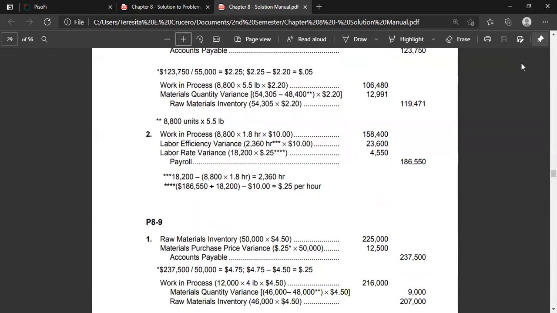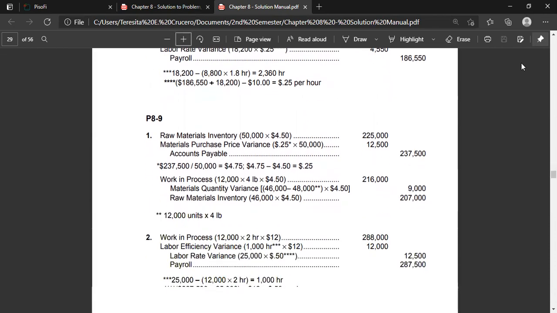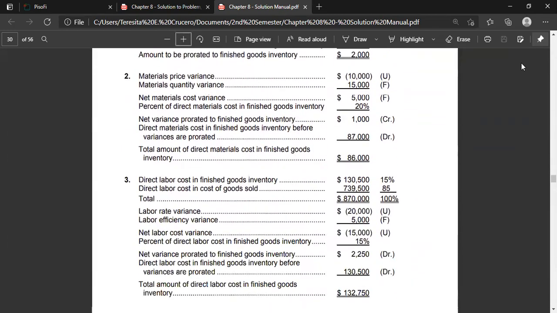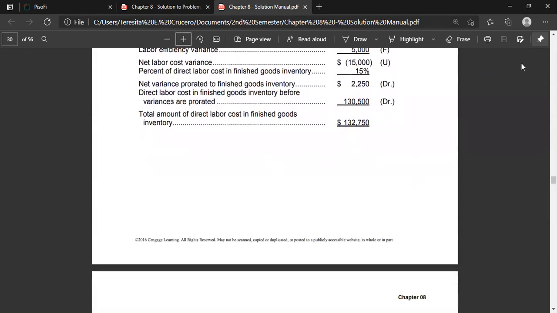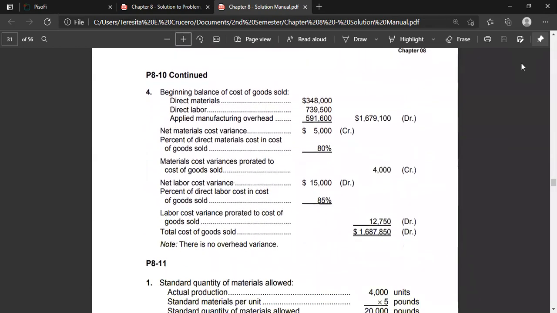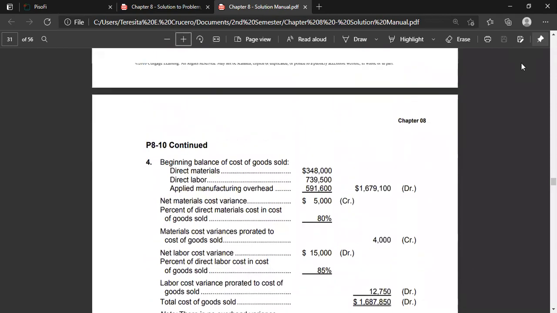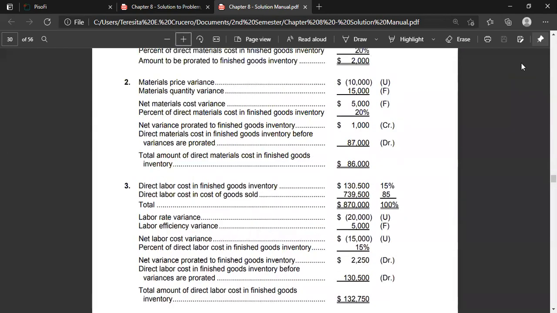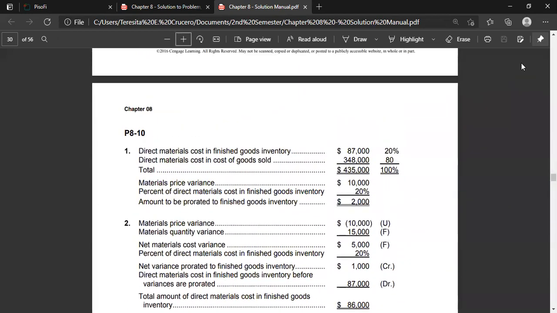Next, we go to problem 8-10. So far, this appears to be a very, very long problem. However, with regards to the solution, you can see it's not really very, very long. So let's take up the entries in accordance with the numbers.